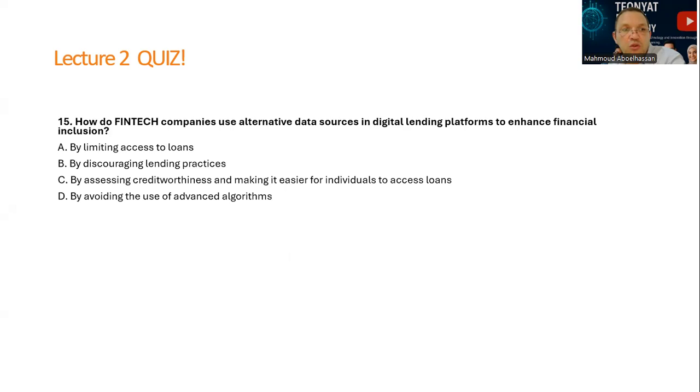The last question: how do fintech companies use alternative data sources in digital lending platforms to enhance financial inclusion? By limiting access to loans, by discouraging lending practices, by assessing creditworthiness and making it easier for individuals to access loans, very logical, or by avoiding the use of advanced algorithms? No. So the right answer is C.